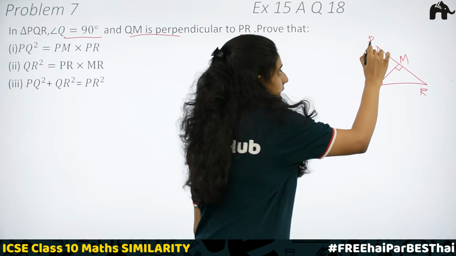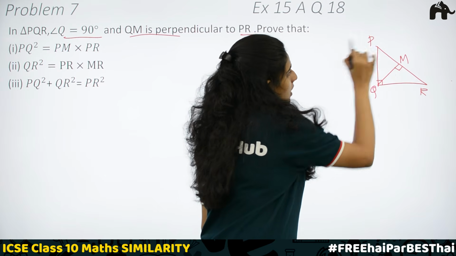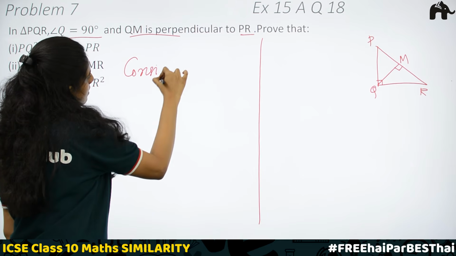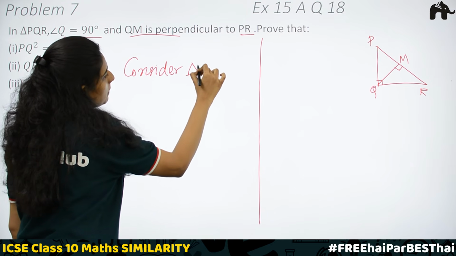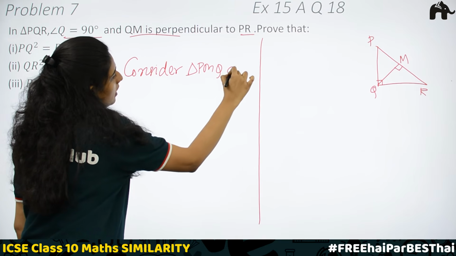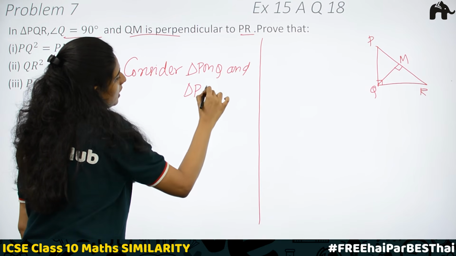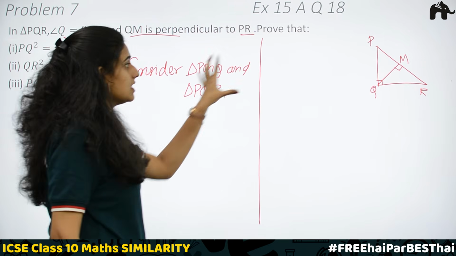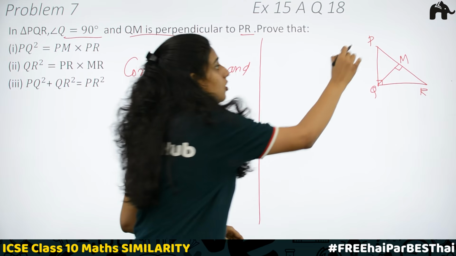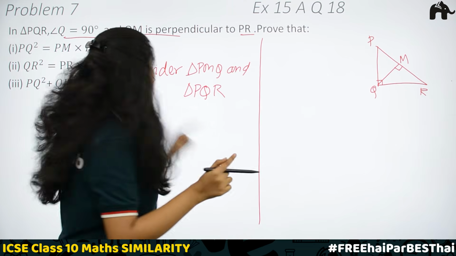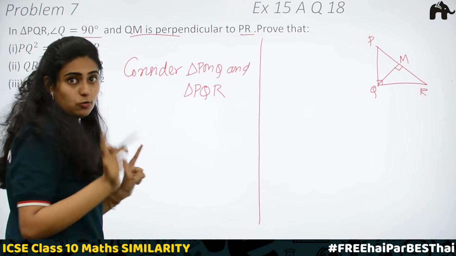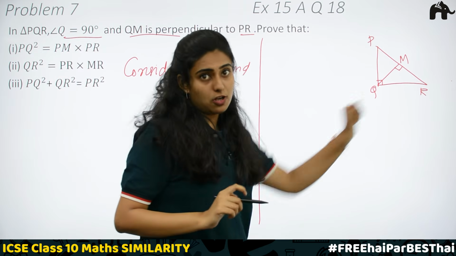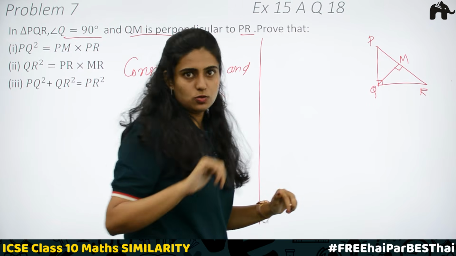So we will take the two triangles PMQ and PQR. Consider triangle PMQ and triangle PQR. Understood why we have taken these two triangles? PQ should be common, because only then PQ will come two times, and then we will get PQ square. What else? PM should be a part of one triangle, PR should be a part of the other triangle. That is why we have taken these two triangles.